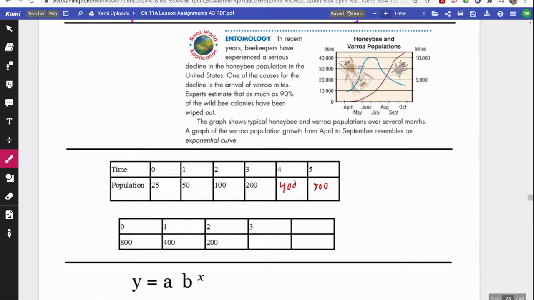So maybe you had at time 0 you had 800, and then as time incrementally goes up by 1, it goes down to 400, then 200. You can see it's being halved each time. So this would be 100, and at time 4 this would be 50.